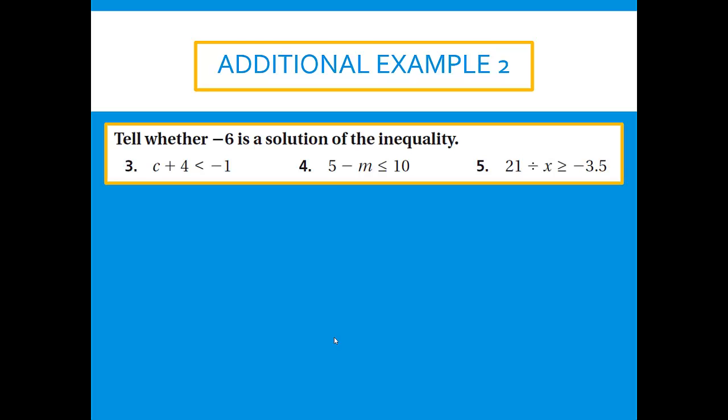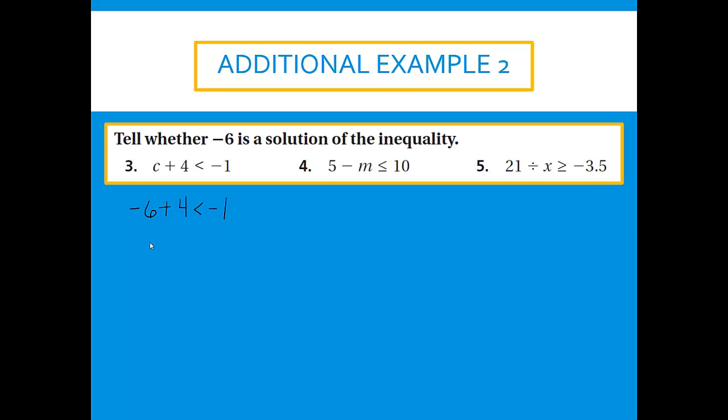Now we have an additional example. You can pause the video and try it on your own, or you may follow along. Tell whether -6 is a solution of the inequality. So for number 3, we have c plus 4 is less than -1. Instead of c, I'm going to have -6, and then I have plus 4 is less than -1.